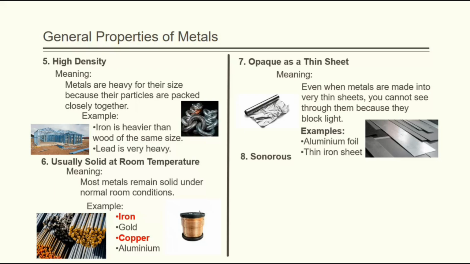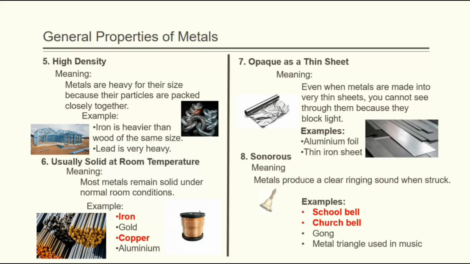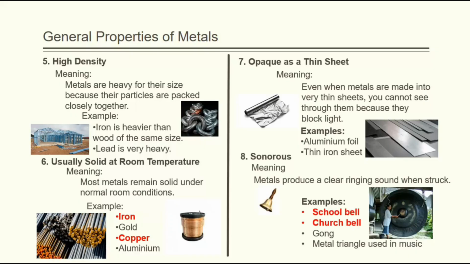Sonorous. Sonorous is another property of metal, which means that metals produce a clear ringing sound when they are struck. This means that when you strike a metal, it makes a clear ringing sound. Example, we have school bell, church bell, the gong, as well as the metal triangle used in music.